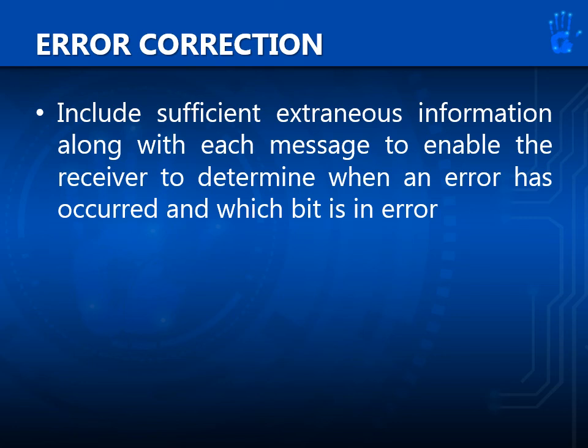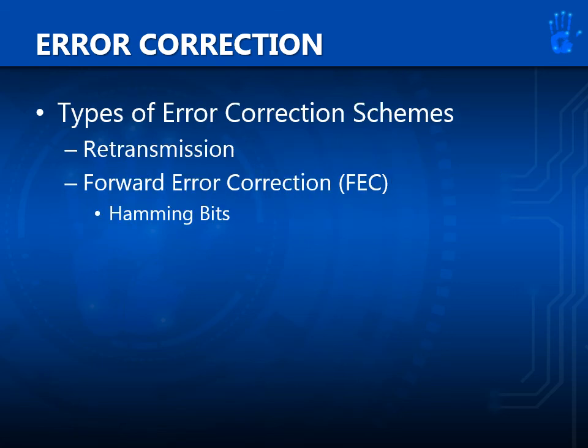Error correction. Error correction includes sufficient extraneous information along with each message to enable the receiver to determine when an error has occurred and which bit is in error. Types of error correction schemes: first is retransmission, and the second is forward error correction with the use of Hamming bits.